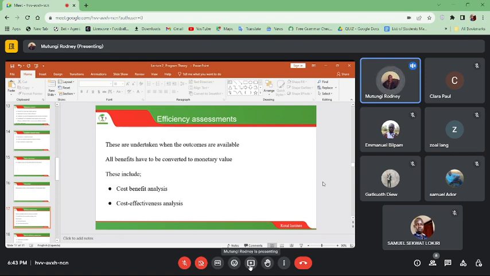Then there are efficiency assessments, which are also part of how we can evaluate the success of a program. We look at things like cost benefit analysis and cost effectiveness analysis. And like I said in the first session, when we talk about efficiency, we want to look at what cost that program was implemented at. Yes, the program was supposed to reduce stunting or reduce malnutrition among under 5 children. Yes, it did reduce that malnutrition, but at what cost?